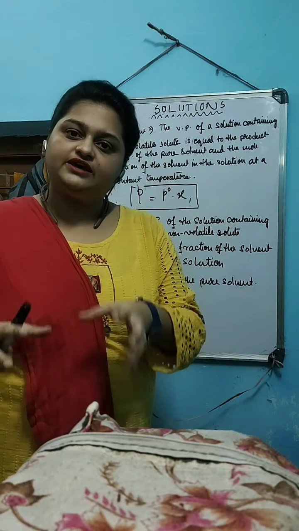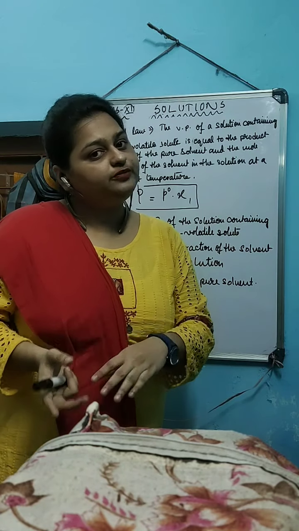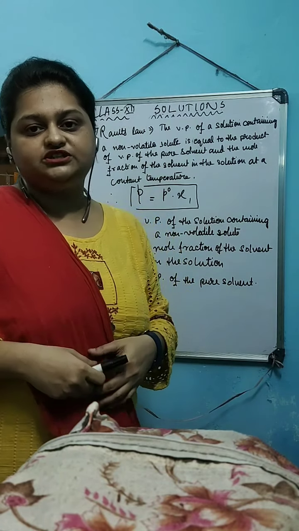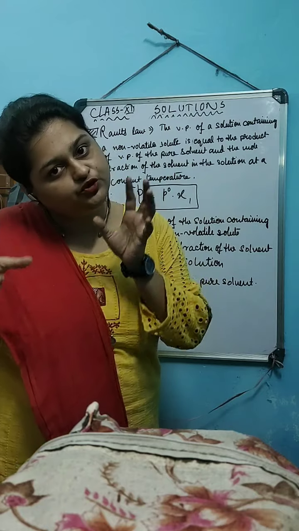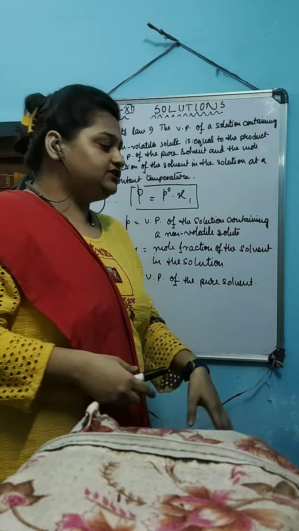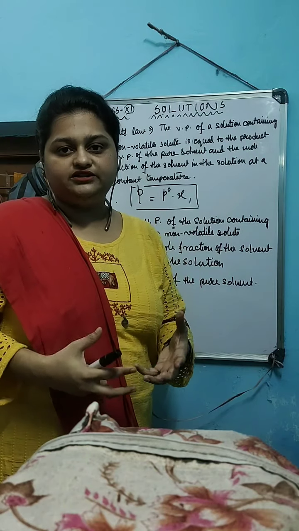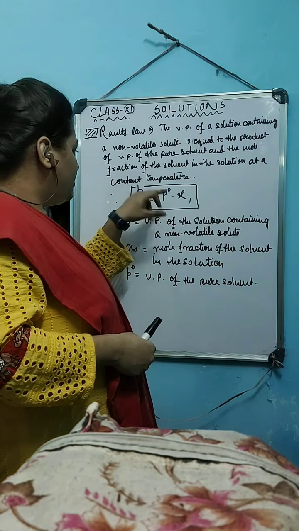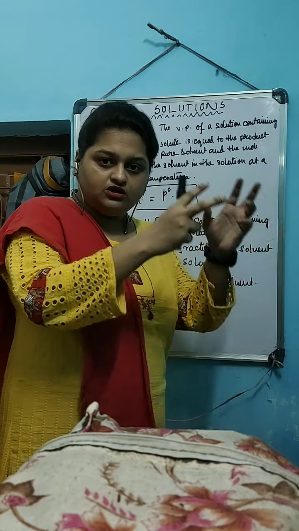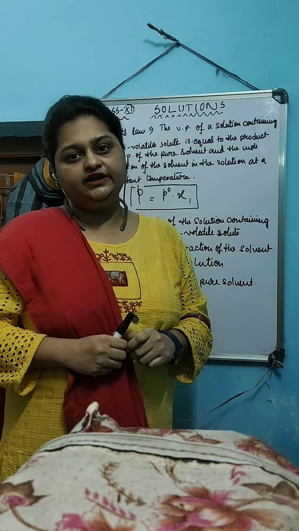Now when you make the solution with that pure solvent, after the mixing, the vapor pressure will not be the same as before for the pure solvent. The vapor pressure that you will be getting is the vapor pressure of the newly formed solution, which is represented by P. He is stating that this vapor pressure of the solution, you can calculate by multiplying the vapor pressure of the pure solvent with the mole fraction of the solvent in the solution.